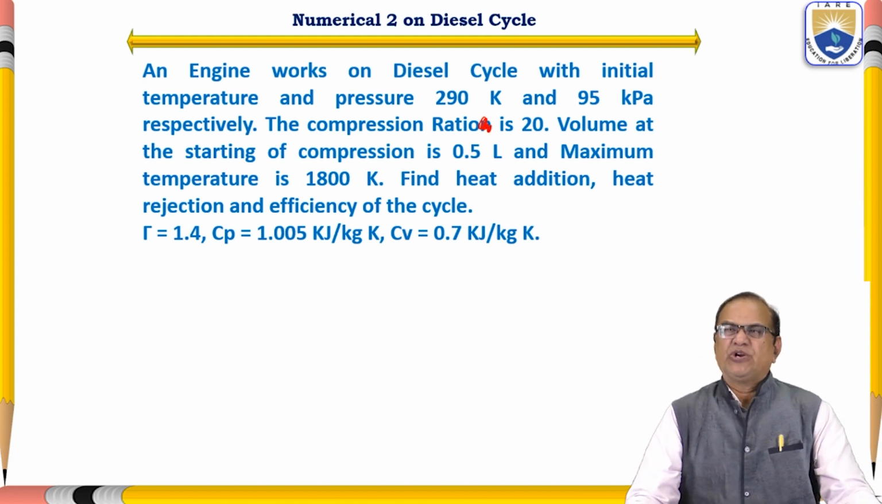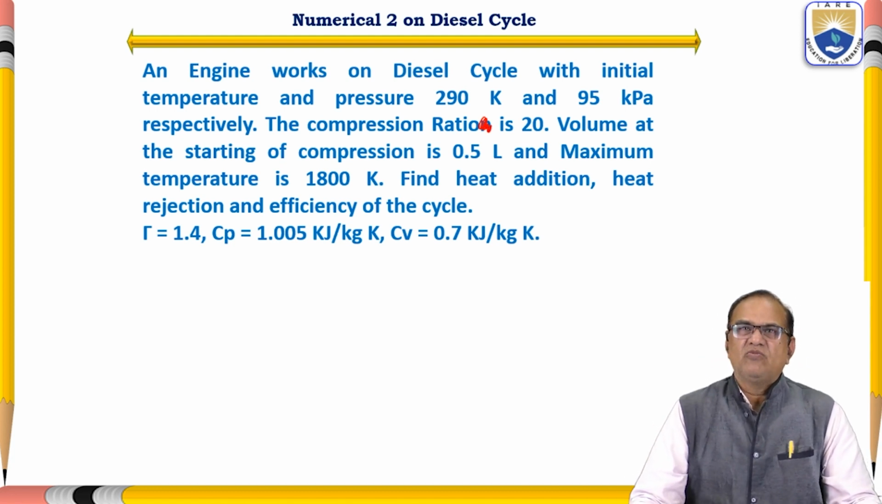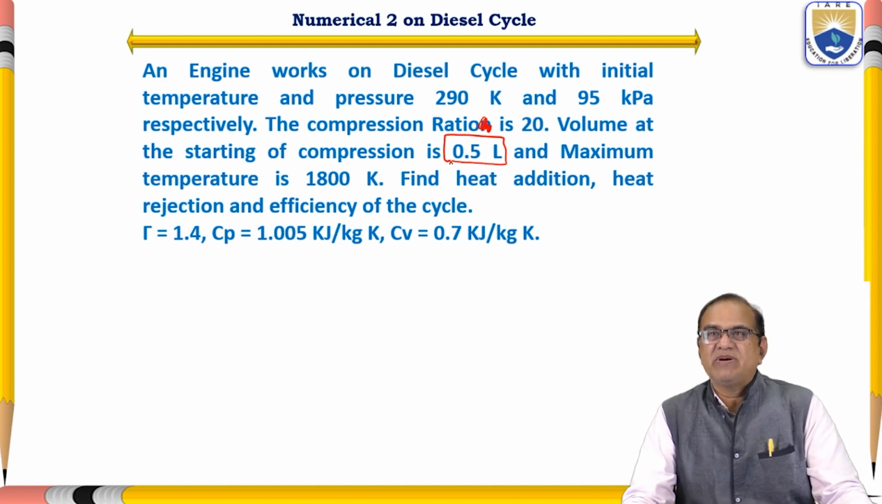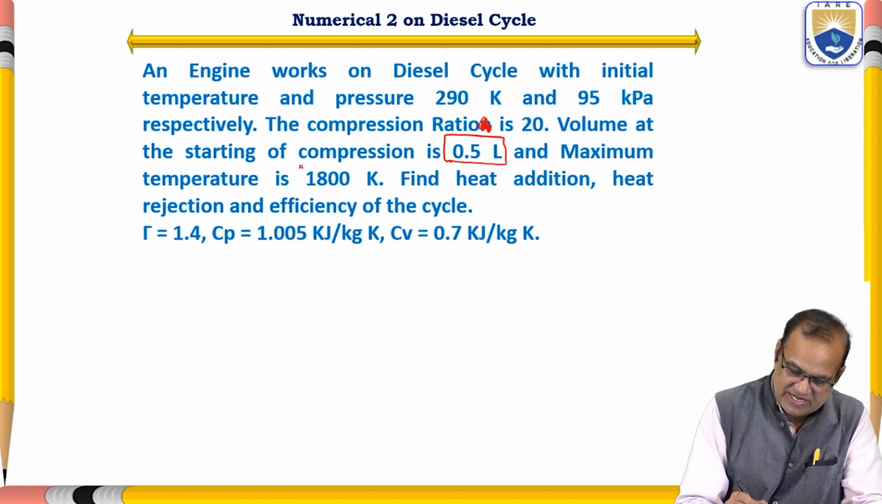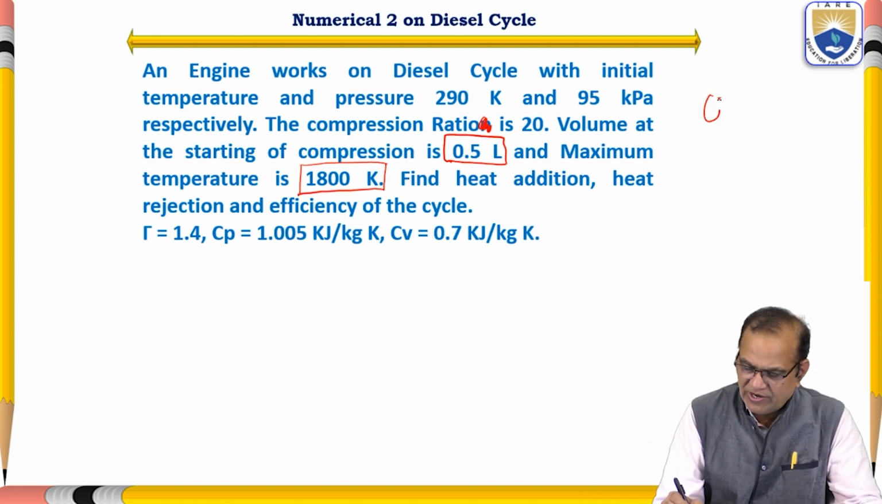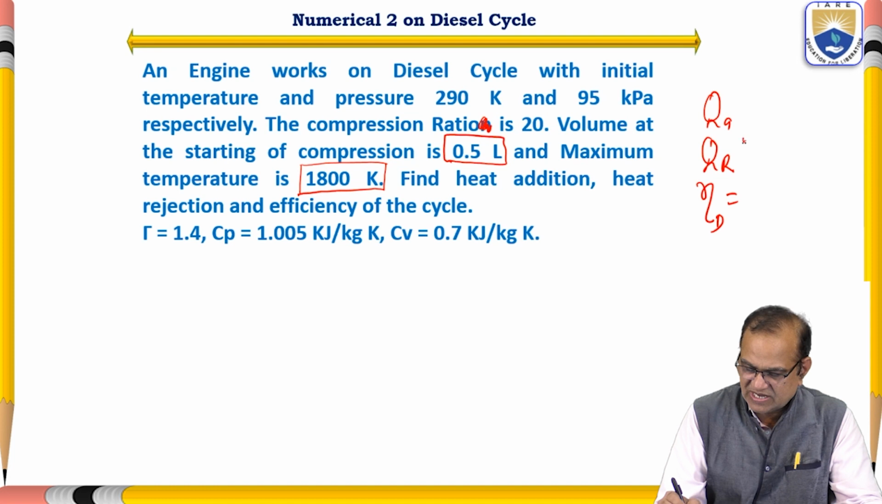Compression ratio is 20. Volume at the start of the compression is 0.5 liter. This volume is given, and the maximum temperature is 1800 Kelvin. Find heat addition. So what we have to find? QA, QR and eta of the diesel cycle.